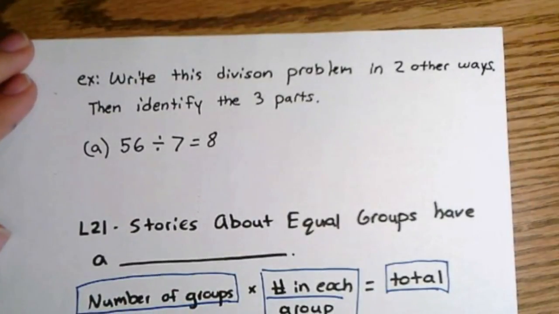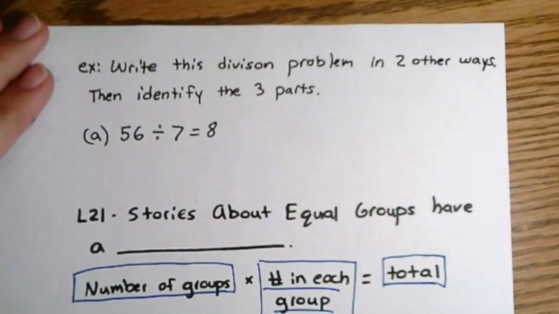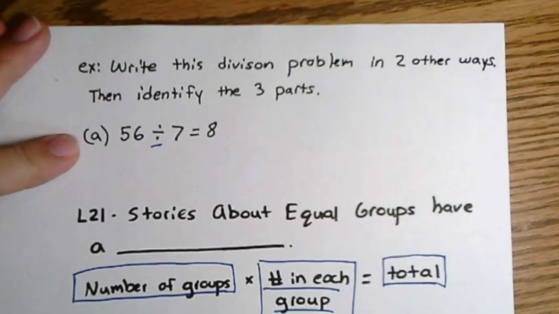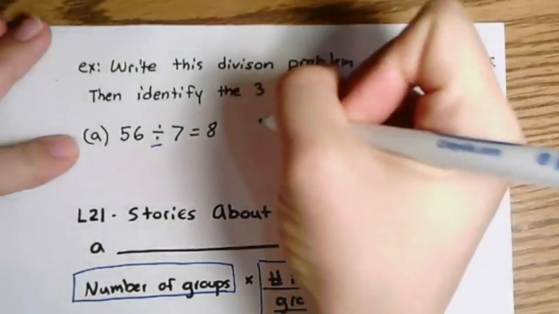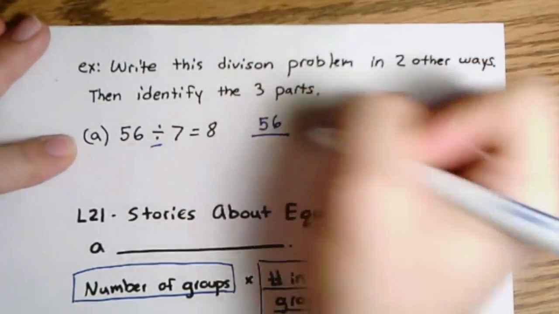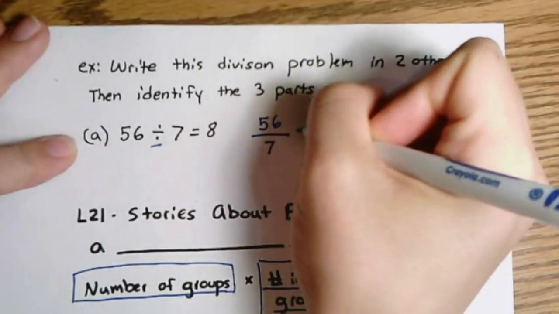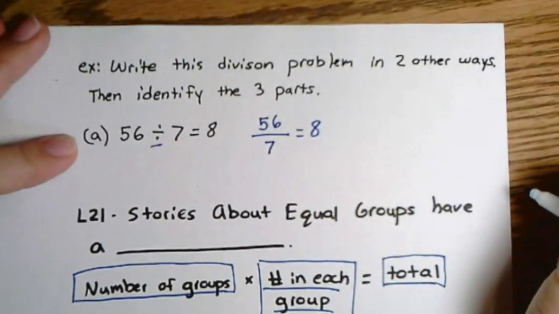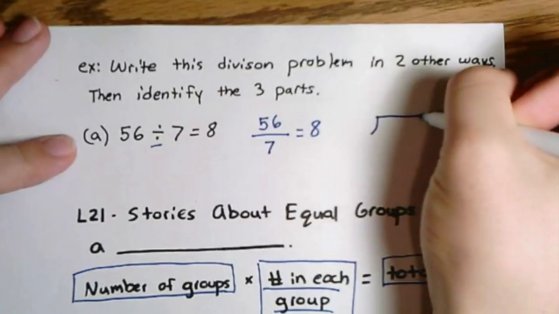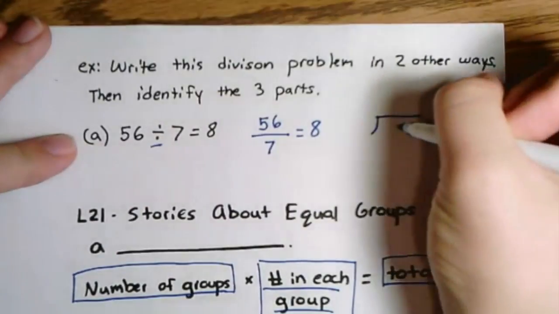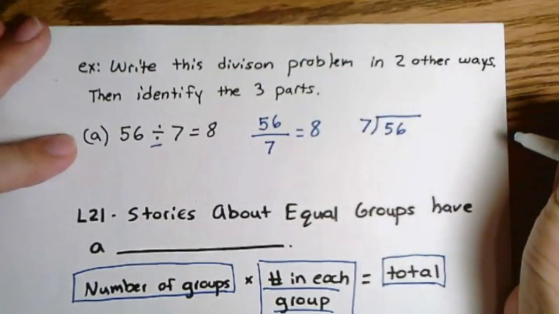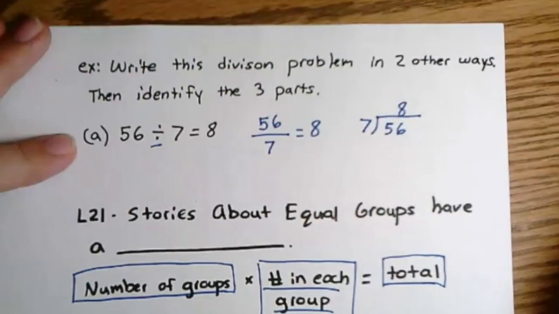All right, write this division problem in 2 other ways, then identify the 3 parts. So right now I'm using a division sign. What was another way we could write it? Good, I could use a fraction bar or a division bar. So 56 is my dividend. It goes on top, divided by 7 equals 8. Or my third way is I could use the box. So if I'm using my division box, my dividend is going to go inside the box, my divisor goes outside of the box, and my quotient goes on top.